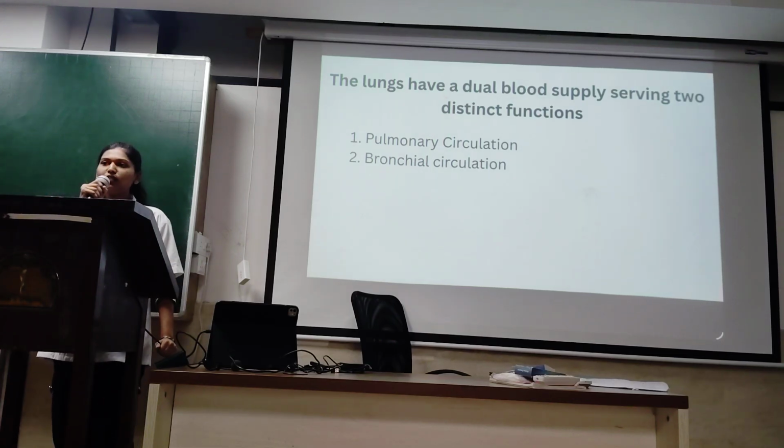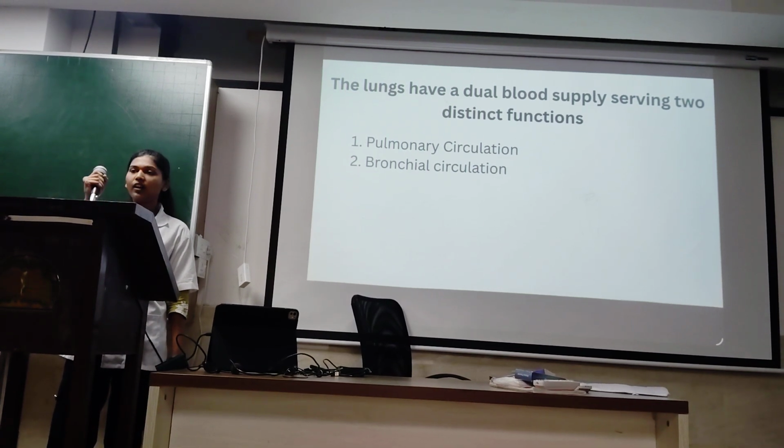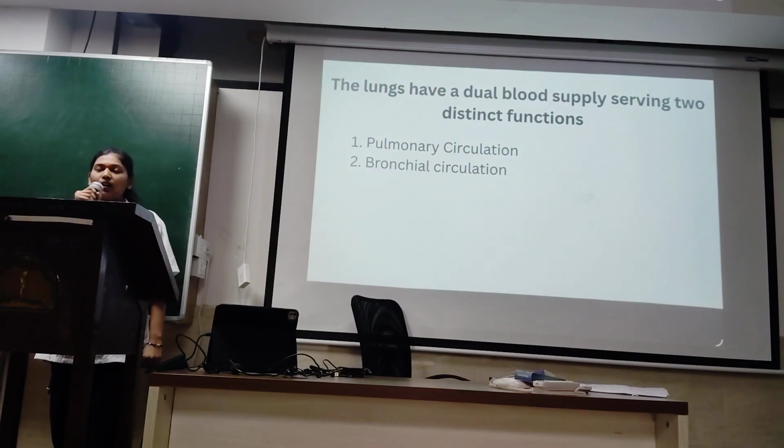Lungs have dual blood supply via pulmonary circulation and bronchial circulation, which serve two distinct functions. In pulmonary circulation, the deoxygenated blood from the right ventricle of the heart goes to the lungs for purification, and bronchial circulation is the nutritive supply for the lungs.